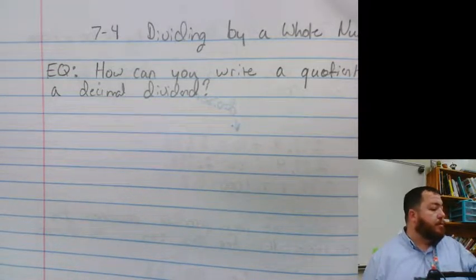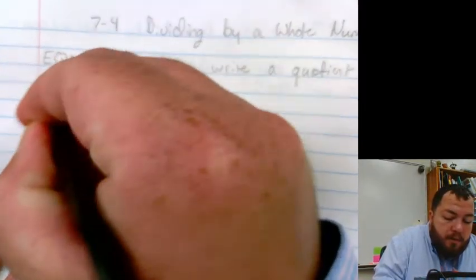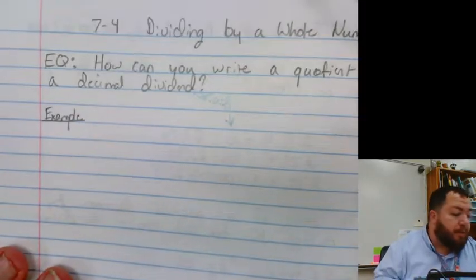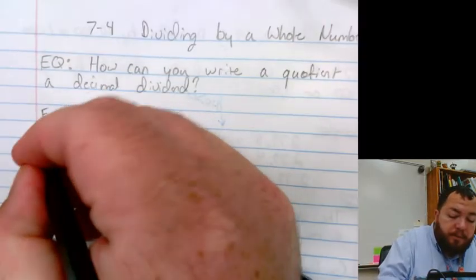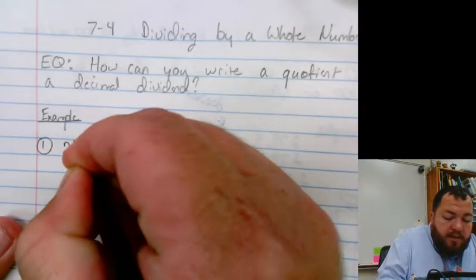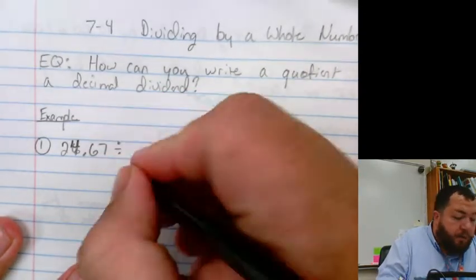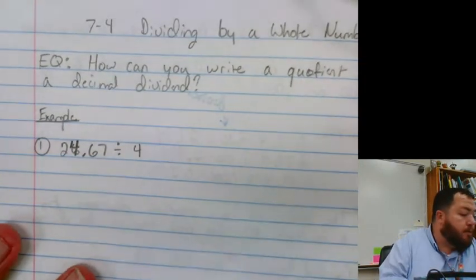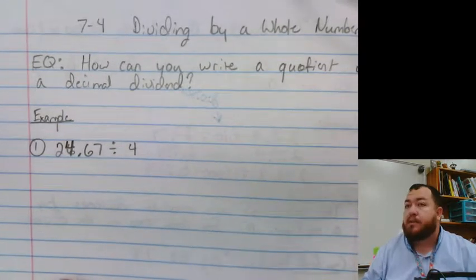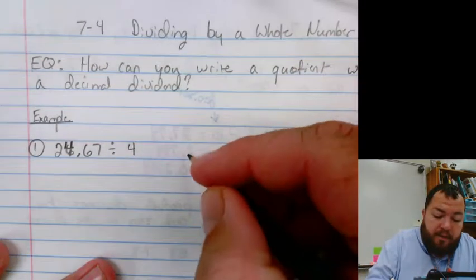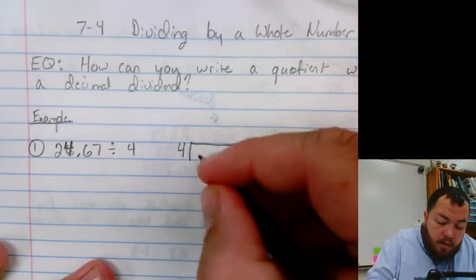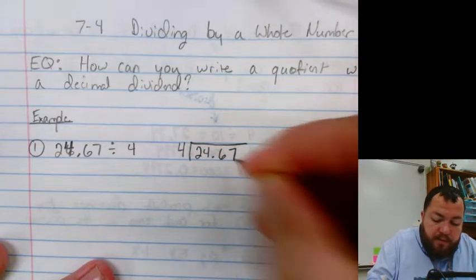So here's our example. The first example we're going to do is 24 and 67 hundredths divided by 4. Okay, so we need to rewrite that into what? The standard algorithm. And the way we do that is (24 and 67 hundredths).